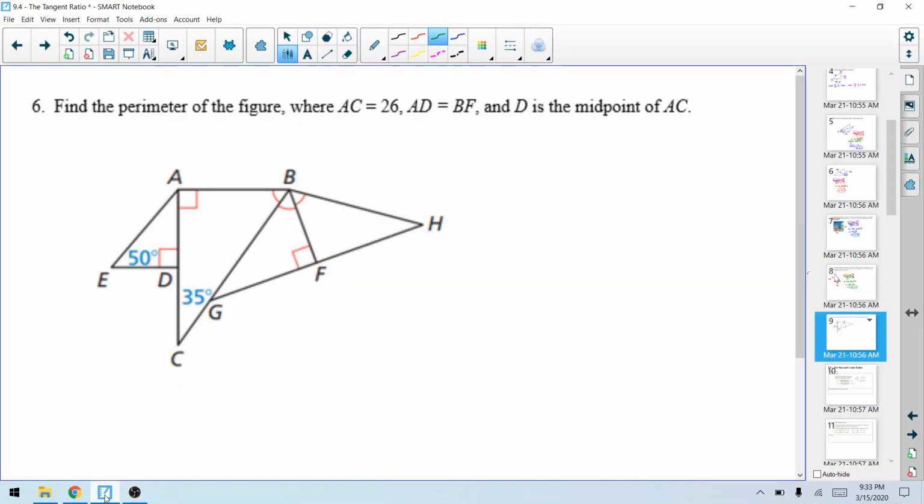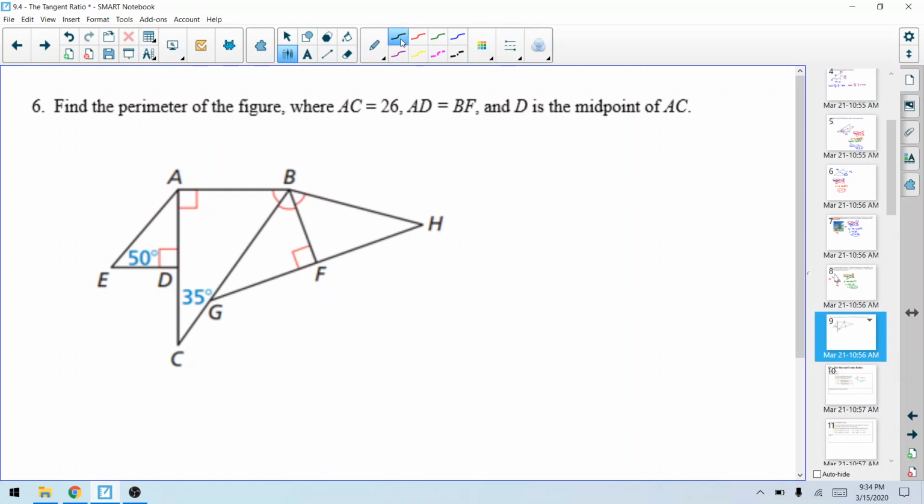Okay guys, 9.4, example number 6, challenge problem. I believe this is also on your online homework, so honestly, I'd probably ask you to stop the video right now and try to do this problem on your own. And then if you either get stuck or think you've got it, come back to this video and see if we agree. So it says find the perimeter of the figure where AC is 26, AD equals BF.